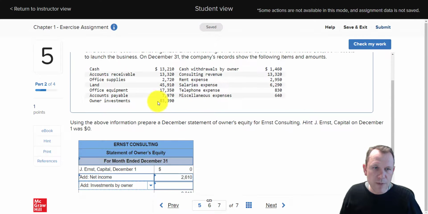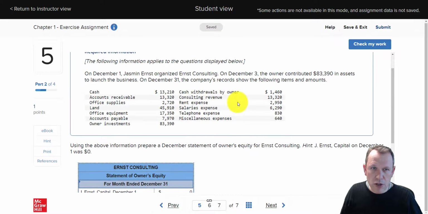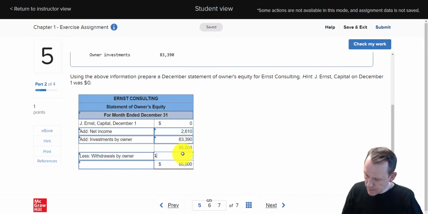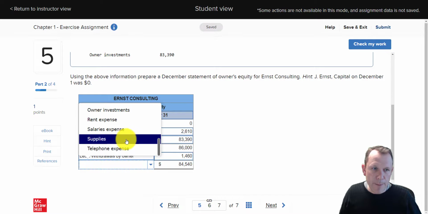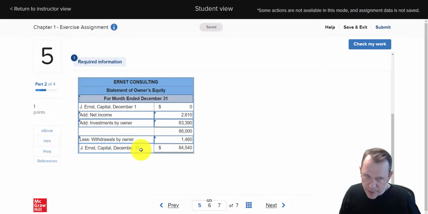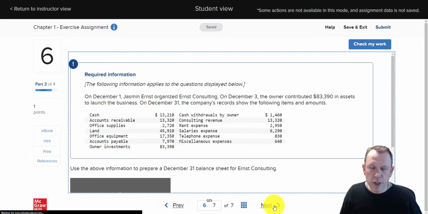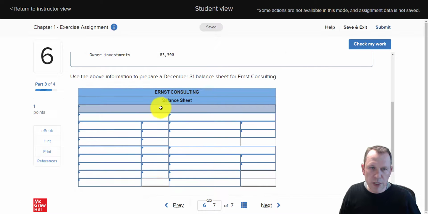Investment by owner, owner investments, there we go, is 83,390. And then our subtraction, or our less here, is withdrawals by owner, 1460. Okay, so there we go. And then really what this is going to be is our balance at the end of the month, right? So we start with December 1st. We have all this stuff happening. Our equity balance at the end of the month is 84,540.